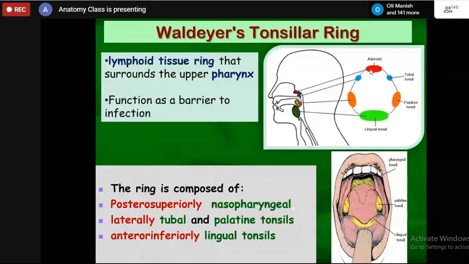Now, the ring is mainly composed of, posteriorly and superiorly, the nasopharyngeal tonsil; laterally, the tubal tonsil and palatine tonsil; and anteriorly and inferiorly, the lingual tonsil. So all these tonsils make a ring around the pharynx. This is known as the Waldeyer tonsillar ring. Is it clear?